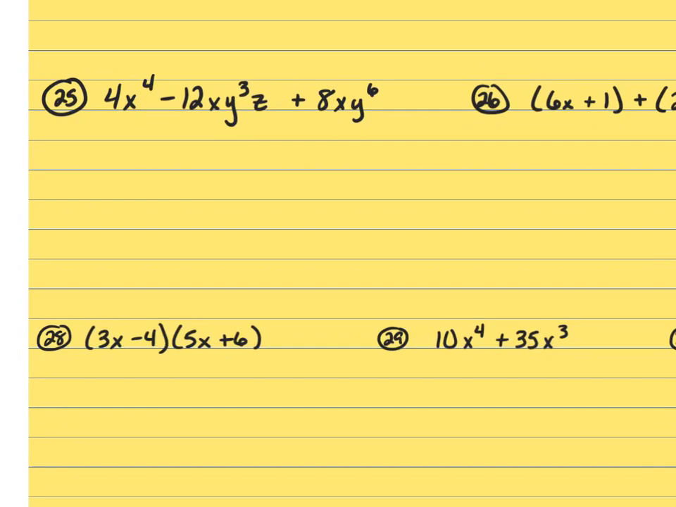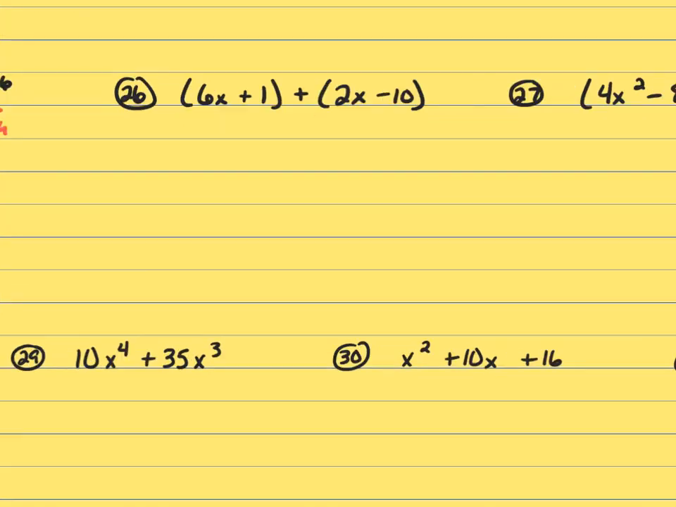Number 25, we have to give the degree. This first term is to the 4th degree because the exponent is 4. The second term has an invisible 1, a 3, and a 1, and that gives me a total of 5, so that is to the 5th degree. And this last one has an invisible 1 and a 6, which means to the 7th. Now, which one's larger, 4, 5, or 7? So we'd say this trinomial is to the 7th degree.